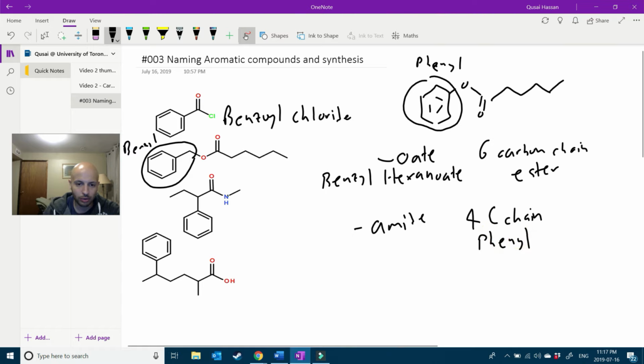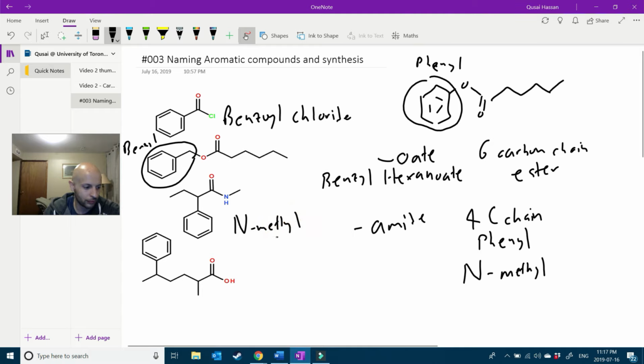The last thing to point out is that the amide on the nitrogen side is attached to a methyl. When you have that, you're going to put N, dash, methyl. Now if it was 2 CH3s attached to the nitrogen, then it would be N, N dash dimethyl. Okay, so now we're ready to put the name together. So this is N-methyl.